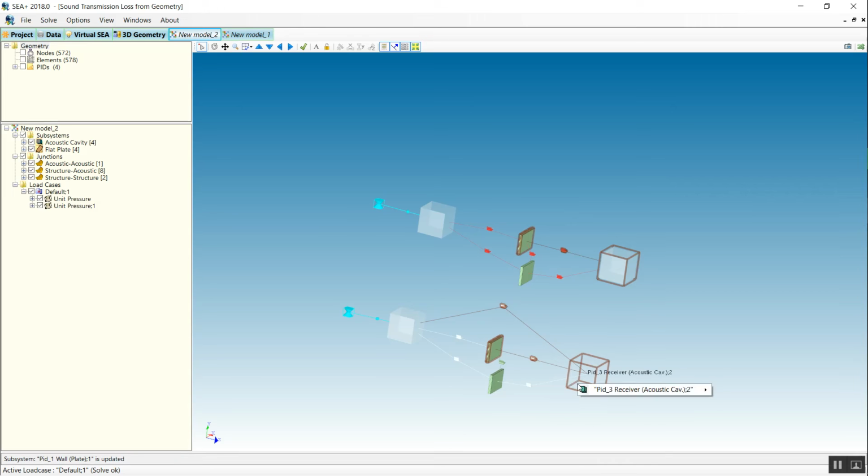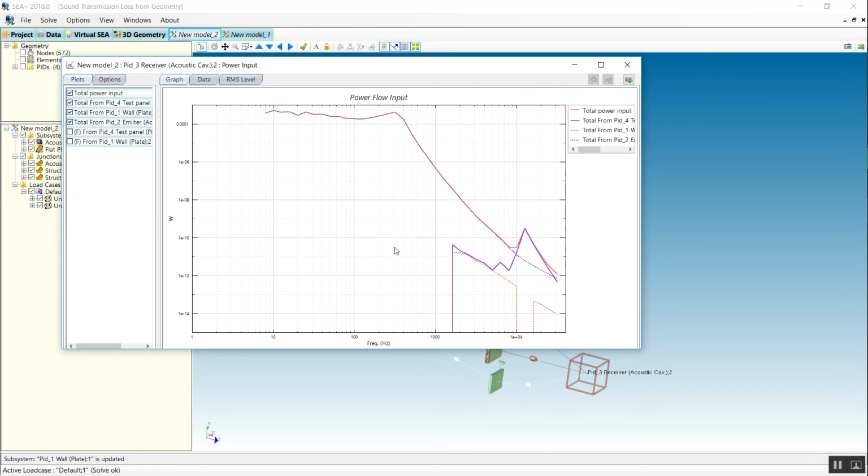If we look at the power flow input in the receiver cavity, looking at the result given by the second model, where the mass law is explicitly modeling the non-resonant transfer of energy, the model is a bit less informative because we cumulate the mass law of both concrete plate and test plate, so all results are embedded together.